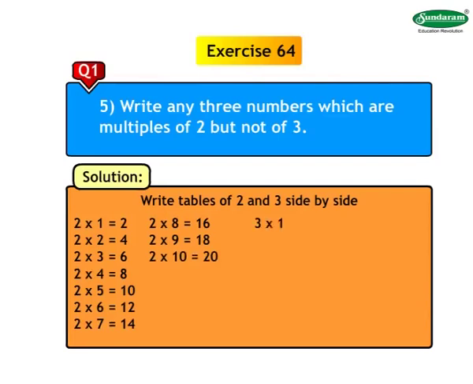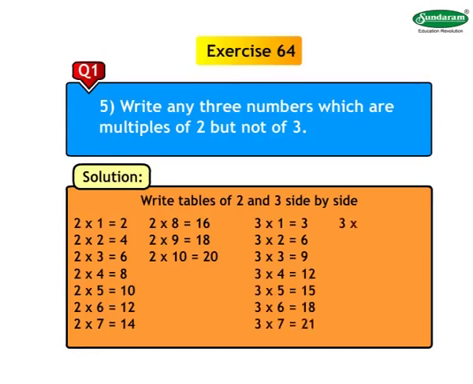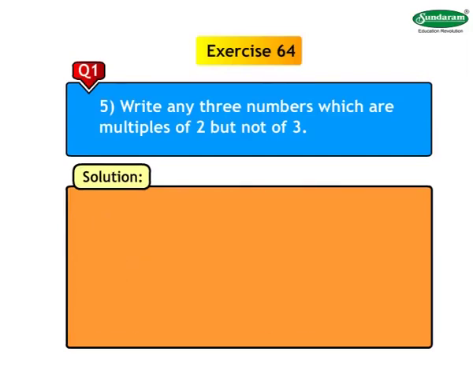3 into 1 is equal to 3, 3 into 2 is equal to 6, 3 into 3 is equal to 9, 3 into 4 is equal to 12, 3 into 5 is equal to 15, 3 into 6 is equal to 18, 3 into 7 is equal to 21, 3 into 8 is equal to 24, 3 into 9 is equal to 27, 3 into 10 is equal to 30. Now, pick out the common products from both tables of 2 and 3. They are 6, 12, 18.